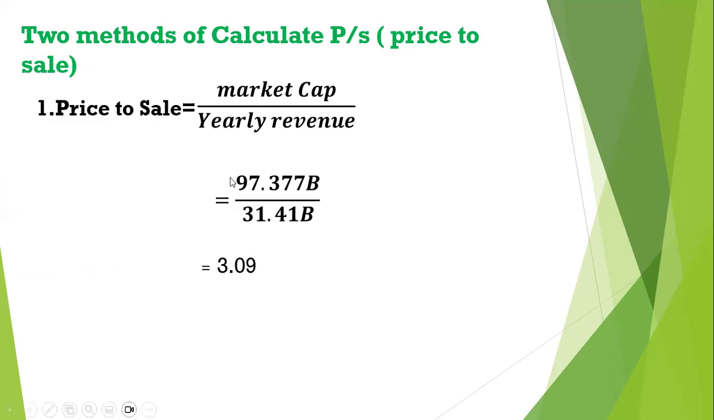So this is the 97.377B and 31.41B. So you get 3.09x. So this is the price to sale ratio. And as I said before, you're paying $3.09 per $1 of revenue the company makes. Okay. So let's go to the next method.